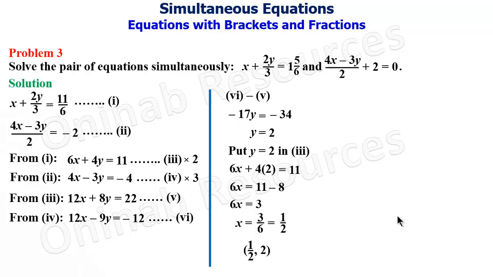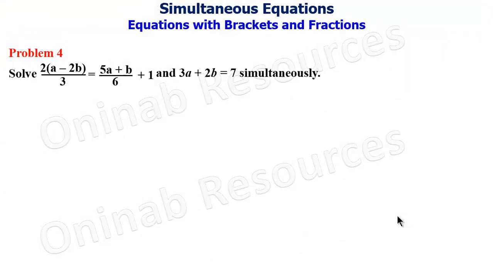Then we go to problem 4. For problem 4, we have to solve 2 into a minus 2b all over 3 is equal to 5a plus b all over 6 plus 1, and 3a plus 2b is equal to 7 simultaneously.